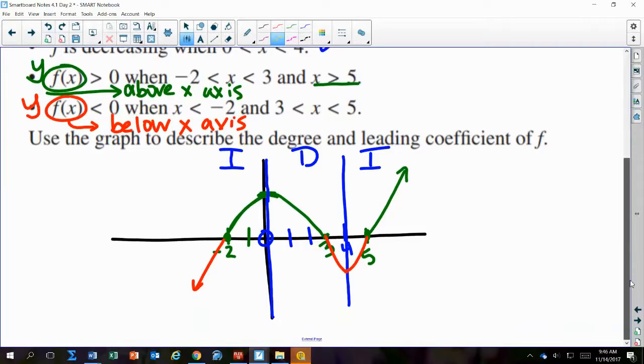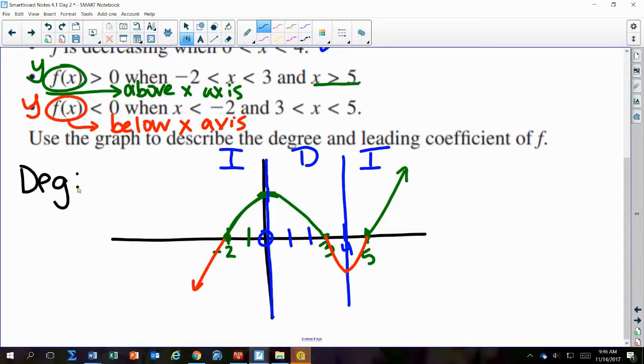Okay, so now what I want you to do is look at this function and tell me information about the degree and the leading coefficient. Raise your hand if you can tell me what information we would know about the degree of this function based on that picture. What do we know about that function? I have an idea. It is odd. Why do you say it's odd? It's not going up or down the same way.